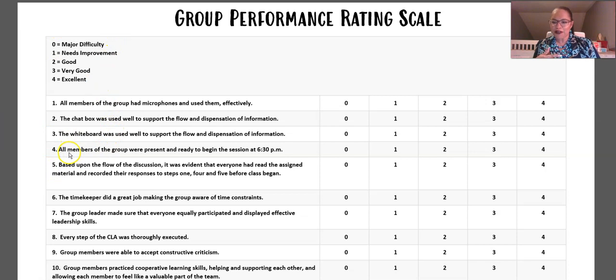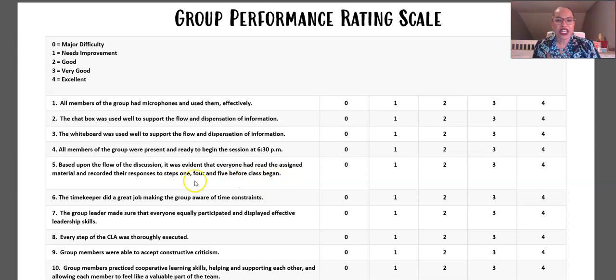Okay. Number 4. Or did I read number 3? The whiteboard was used well to support the flow and dispensation of information. All members of the group were present and ready to begin the session at 6:30 p.m. That's when our session begins. Based upon the flow of the discussion, it was evident that everyone had read the assigned material and recorded their responses to steps 1, 4, and 5 before class began.